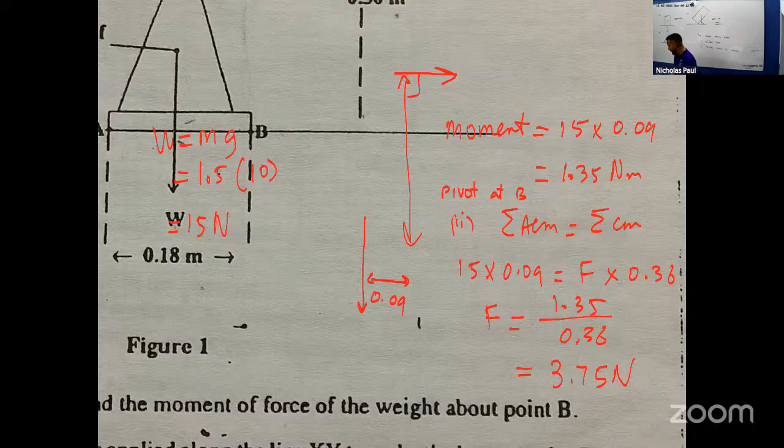So the final answer here is anything greater than 3.75 newtons will topple it. Everybody okay with that? Remember, your answer is not 3.75, it is anything greater than that.